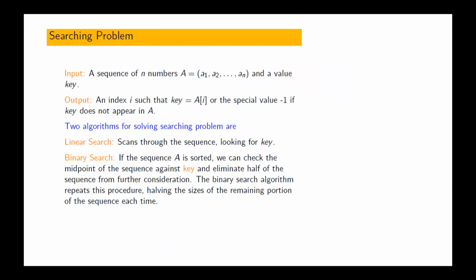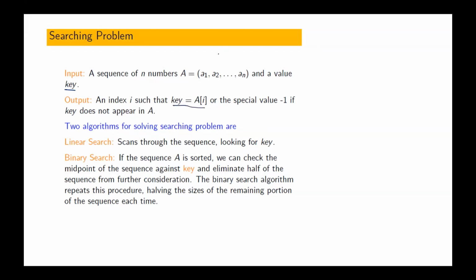What is the searching problem? We are given a sequence of n numbers, say a1, a2, ..., an, and a value called key. What does the searching problem ask for? Find an index i such that key equals a of i.